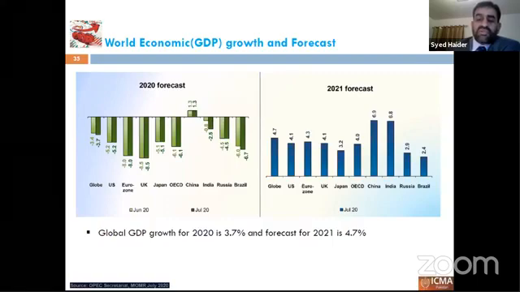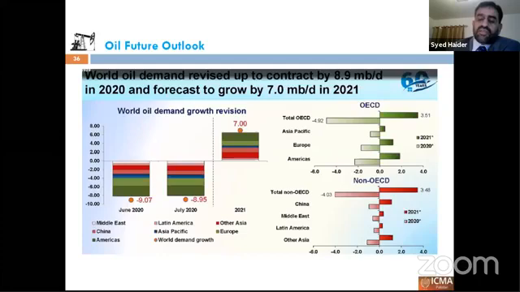Here's another way to look at that: the world oil demand, and how it is moving with OECD and non-OECD countries. Demand contracted by about 8.9 million barrels per day in 2020. In 2021, 7 million barrels per day less is expected. So if we are using about 100 million barrels per day, then demand would be expected or forecasted at about 93 million.